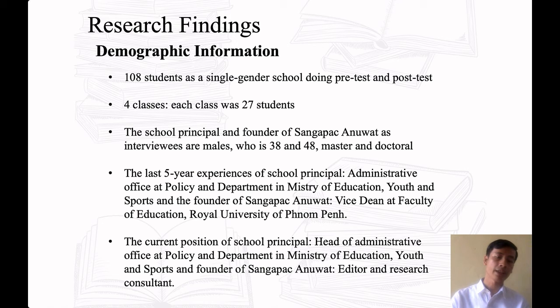And their degrees are master's and doctoral. They have at least 5 years of experience as school principal, as administrative office head and policy and department in the Ministry of Education, Youth and Sport, and as the founder of Sangapac Anuwat, Vice Dean of the Faculty of Education at Royal University of Phnom Penh. The current position of the school principal is head of administrative office at the policy and department and administration of education, youth and sport, and the founder at Sangapac Anuwat, editor and research consultant.